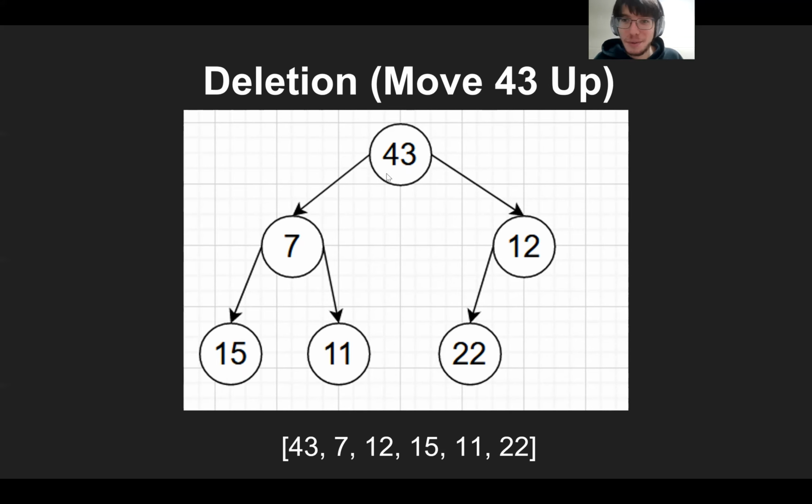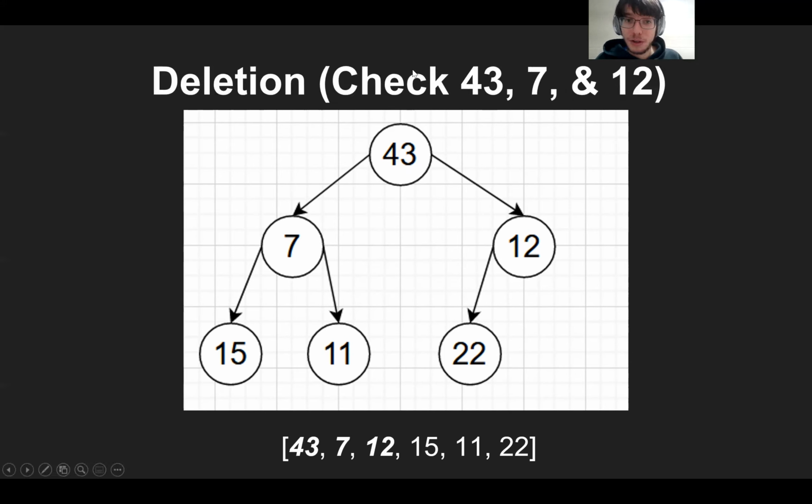So we're going to see that happen. We're going to see it play out right here. So we take the minimum. 7 is smallest between 12, 43, and 7, so it becomes the root. And then we swap 7 with 43.